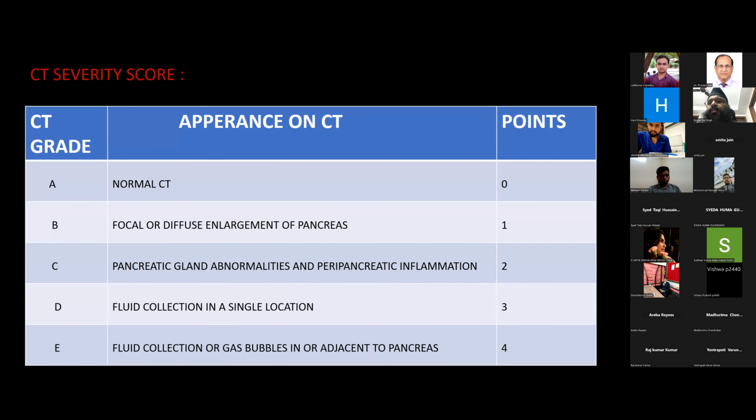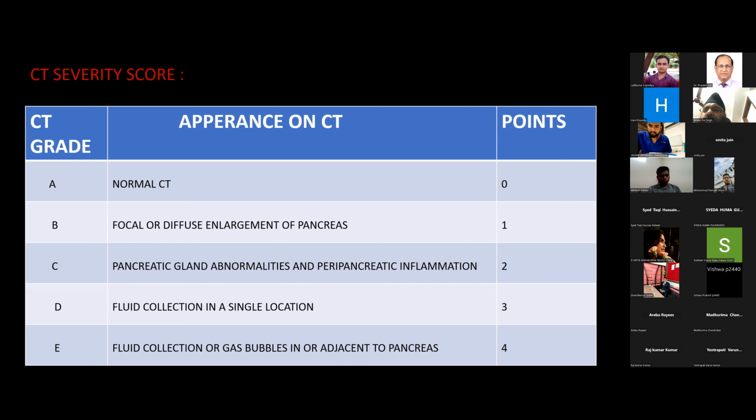It is also known as Balthazar scoring, where it is divided into 5 grades: A, B, C, D, and E. Where A is normal CT scan. B is if there is a focal or diffuse enlargement of pancreas, we'll give it 1 point. C, it is pancreatic and peripancreatic inflammation. So then we'll give 2 points.